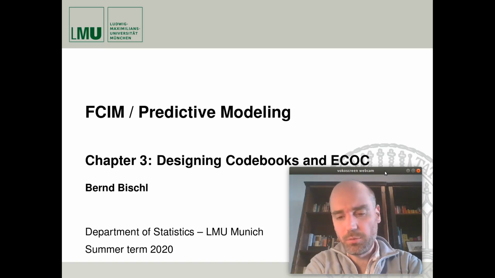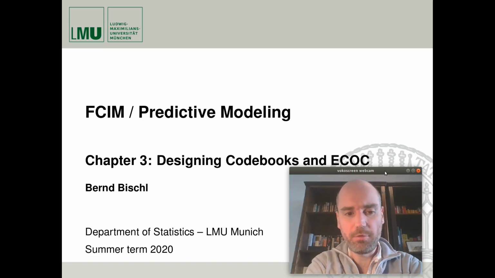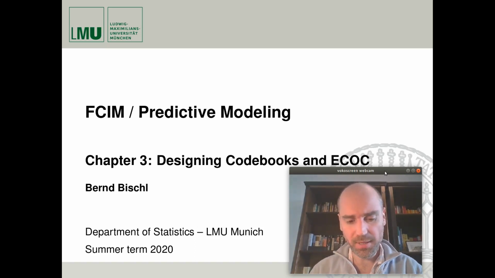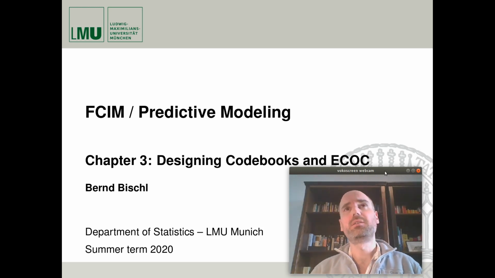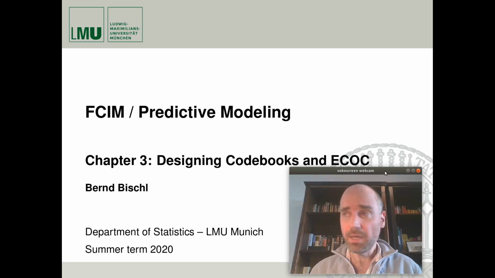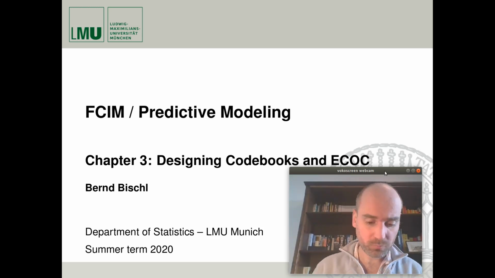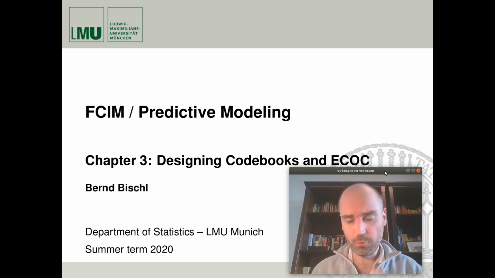Hi, and welcome to the next lecture unit in the third chapter, which is on the design of codebooks for multi-class to binary reduction schemes and error correcting output codes. So here in this lecture unit, I want to describe how we can define an optimality criterion, so to speak, for codebooks which produce the least amount of errors if we apply them for these multi-class to binary reduction schemes in machine learning.